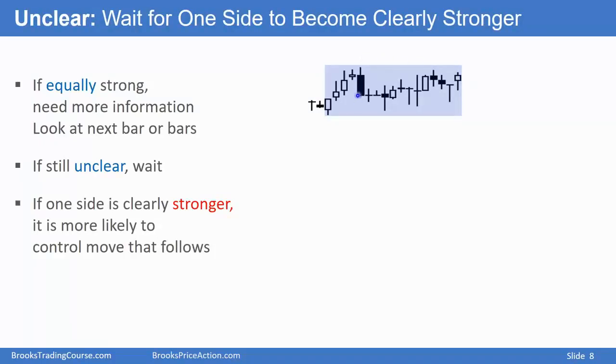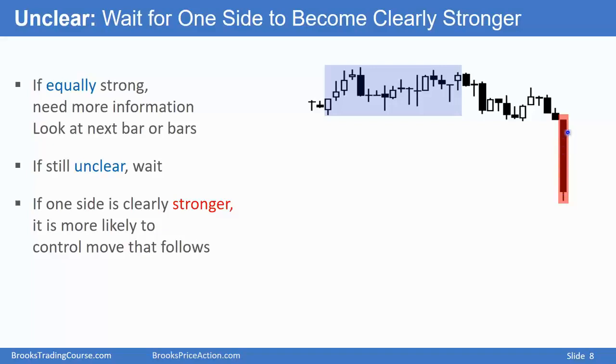Are the bulls clearly stronger? It's still lower highs. Are the bears clearly stronger? No. If one side is clearly stronger, then that increases the chances that that side will win and will get a breakout in that direction. At this point, is it still unclear, or is one side clearly stronger?